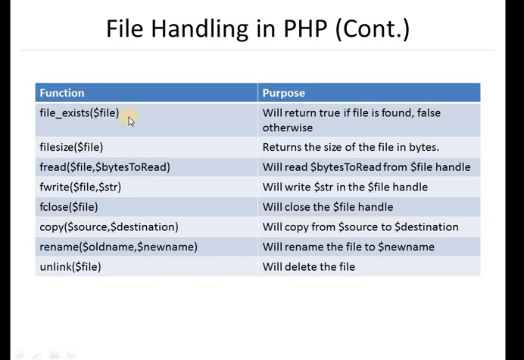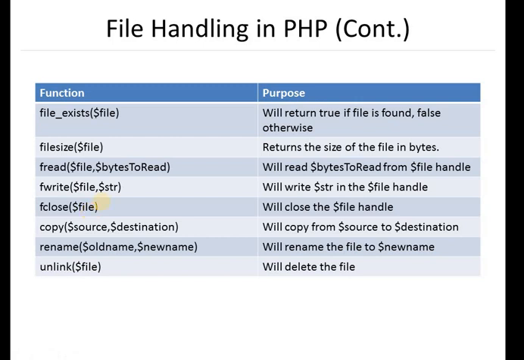File exists. The name itself reveals the description of this function. File exists will check whether this particular file exists or not. If it's not found, it will return false, otherwise true. After that, filesize returns the size of the file in bytes. After that, fread, which has two parameters that we will discuss later. Fwrite also has two parameters.